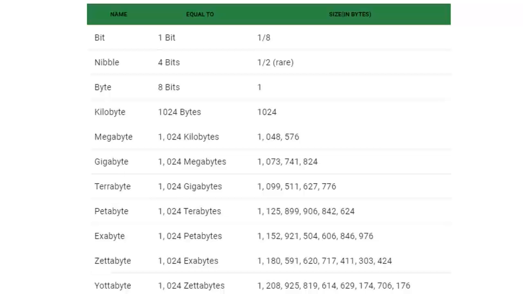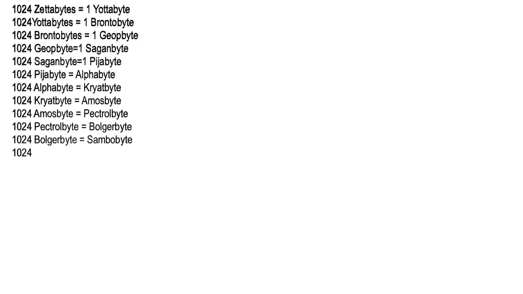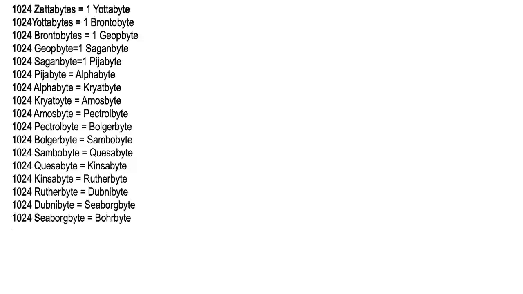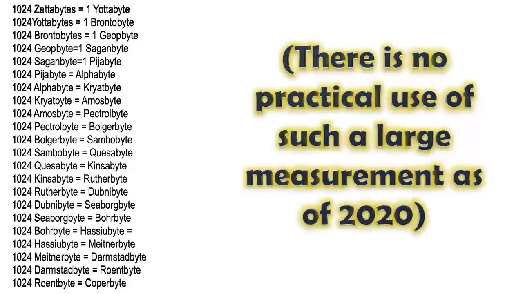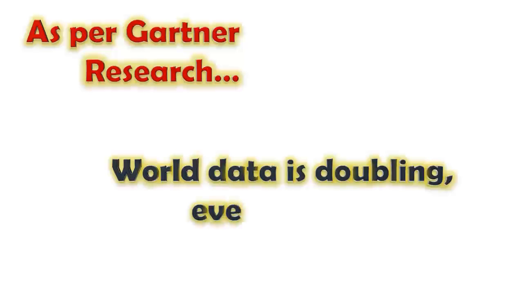So here we can see how many characters or how many bytes can be accommodated in a yottabyte or a zettabyte or exabyte. There are so many such names which represent huge amounts of data, but we do not need all of these as of today. There is no practical use of such a large measurement as of today. Gartner research says world data is doubling every 2 years.